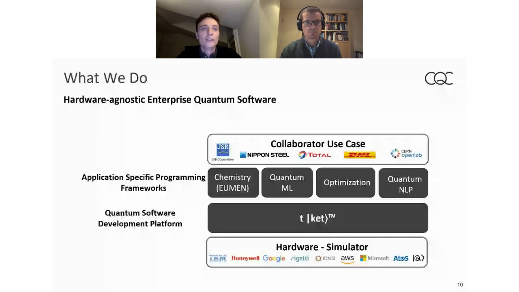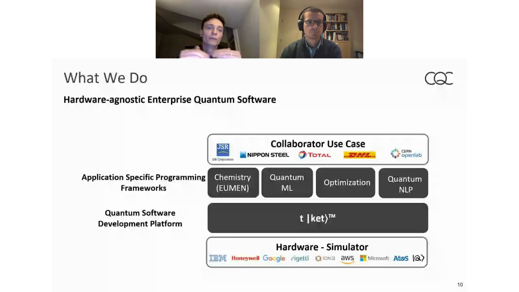This provides a native programming interface and tools for runtime management. It also enables us to be language agnostic, so you can code your algorithm in different languages, and then target that to different backends, which includes various simulators and hardware, as you can see here.